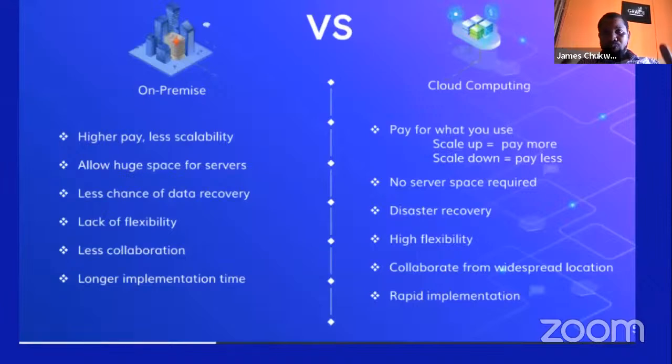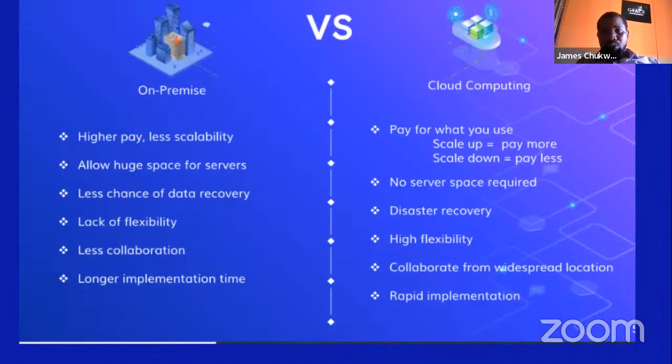I think I'm just going to read through this because I've given us an idea of what it is. Okay, on-premise: higher pay, less scalability, allows huge space for servers, less chance of data recovery, lack of flexibility, less collaboration, longer implementation time. Now we're looking at the difference between these two and the benefits they have.